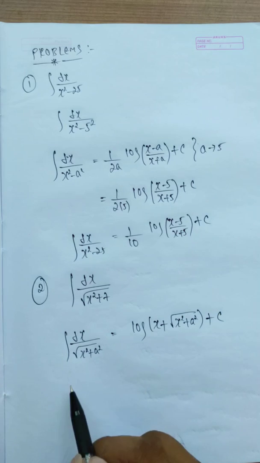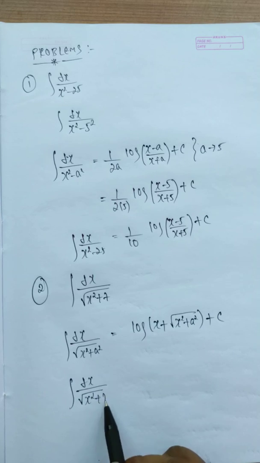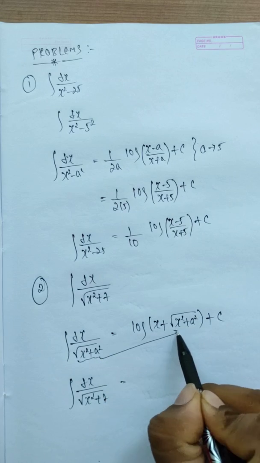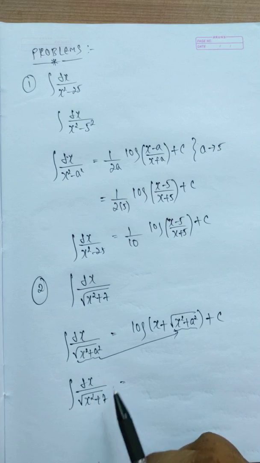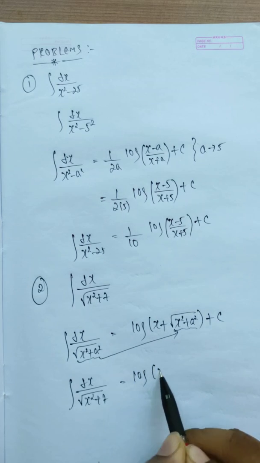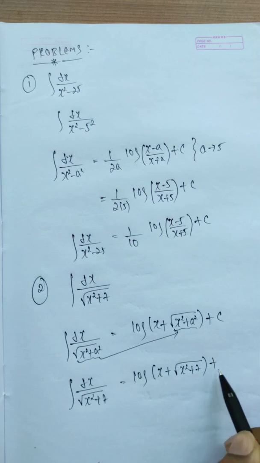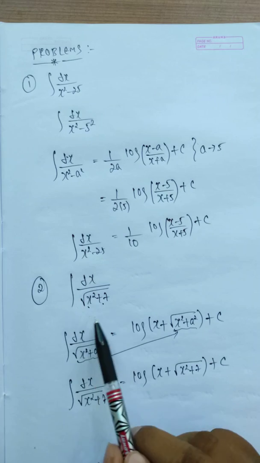Is it clear? So integration of dx by root of x square plus 7, here we have root of x square plus a square. So we are writing this as log of x plus root of x square plus a square, we were writing that. Is it clear? Correct? So in the same way, integration of dx by root of x square plus 7, you have to write log of x plus root of x square plus 7 plus c. Okay? Is it clear? Very simple. See, integration of dx by root of x square plus 7, so this is a given problem.